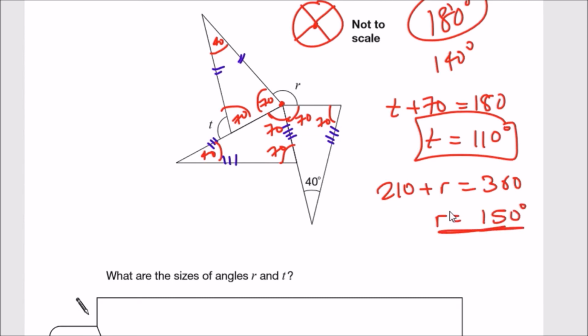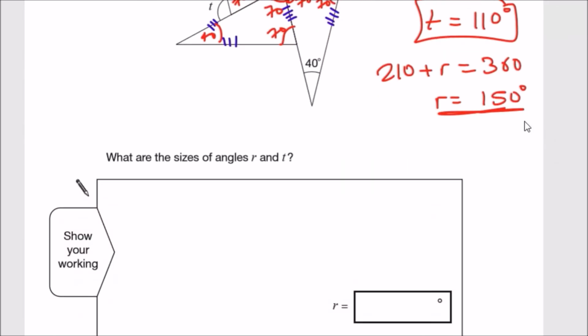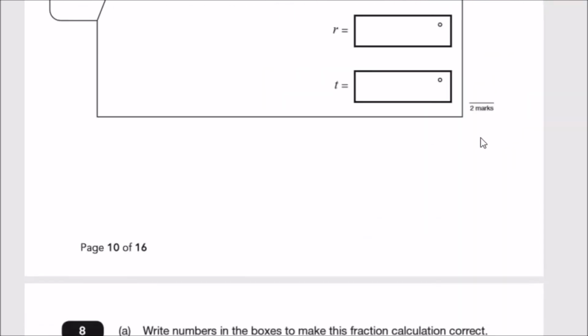Okay, again, check guys if you get the same result. 70 plus 110 gives 180. 3 70s give 70, 140, 210. 210 plus 150 is 360. So that's it. So you can say R is 150 and T is 110. Moving on.